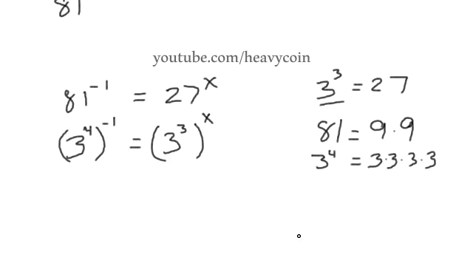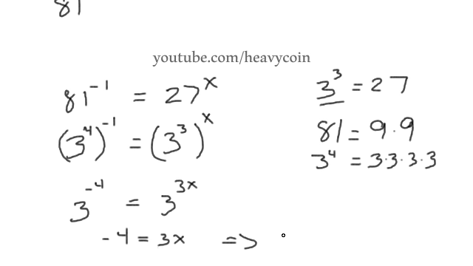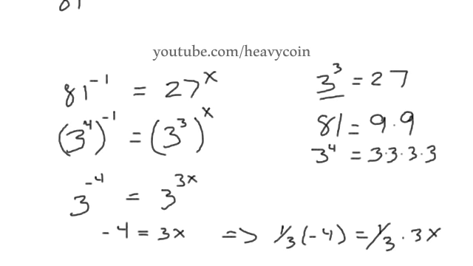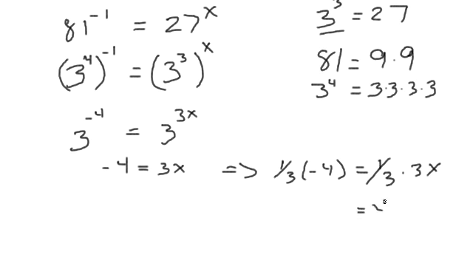Okay? And so now we're just going to multiply our exponents. So that's going to be a negative 4. And this will be 3 raised to the 3 times x. So now that our bases are the same, we set our exponents equal to each other and solve for x. So this becomes multiplying both sides by 1/3, and 1/3 times 3x. And so we have x is equal to negative 4/3.